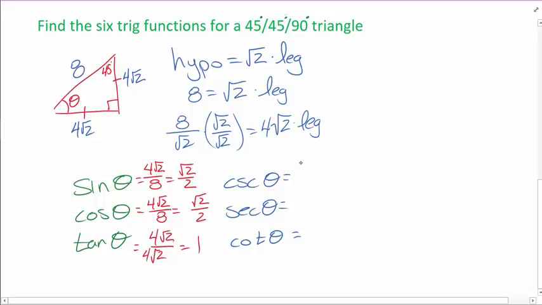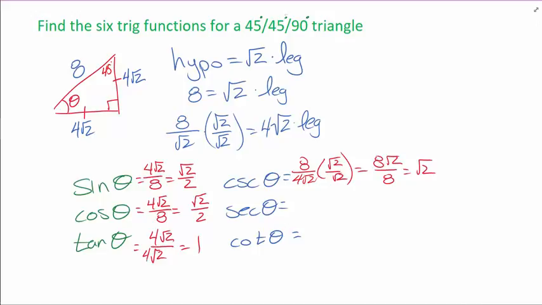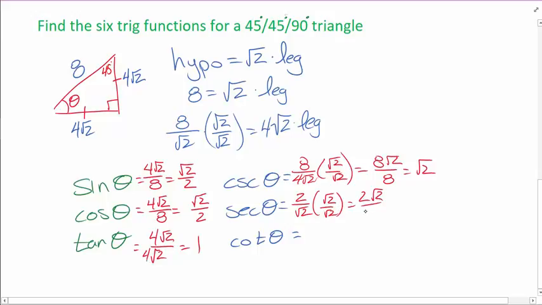For cosecant, we would do 8 divided by 4√2. We would then have to rationalize that denominator by multiplying by 1. We get 8√2 over 8, which would simplify just to be √2. That's one way of finding the reciprocal. Another way would be just to flip its corresponding ratio. So for secant, I could flip this √2 over 2 to be 2 over √2, rationalize that denominator. I would get 2√2 over 2, which would just be √2. This is particularly easy for cotangent because if I were to flip 1 over 1, I would get 1 over 1, which is just 1.